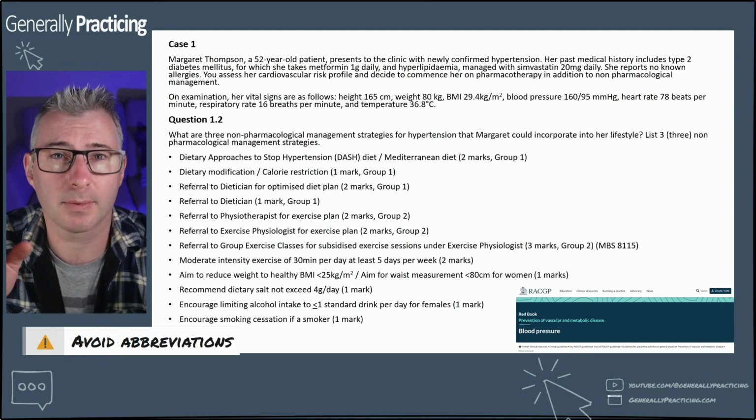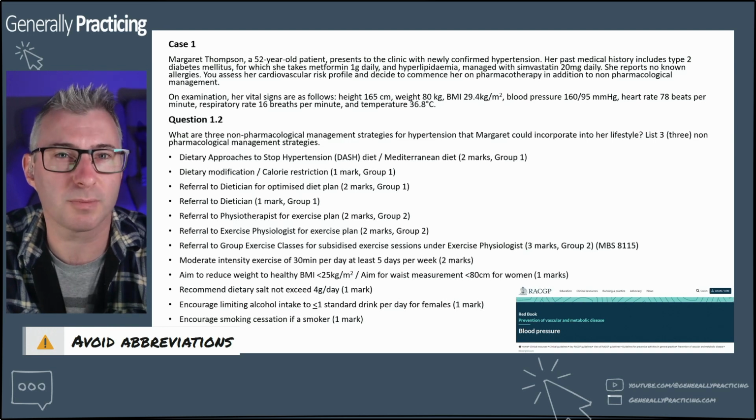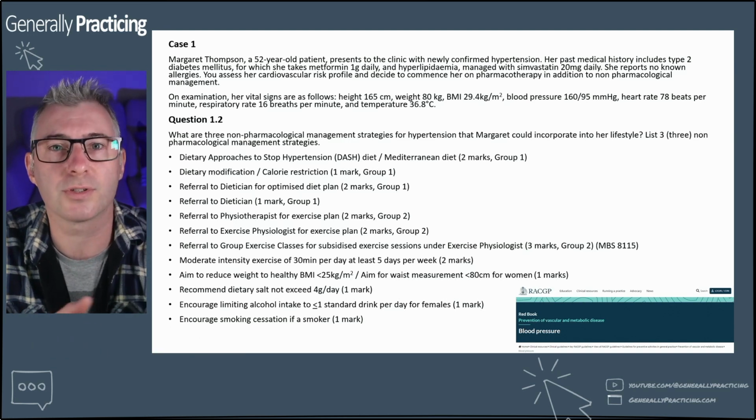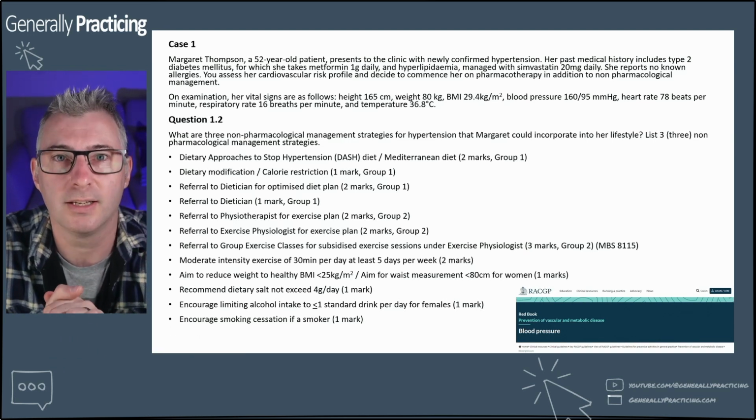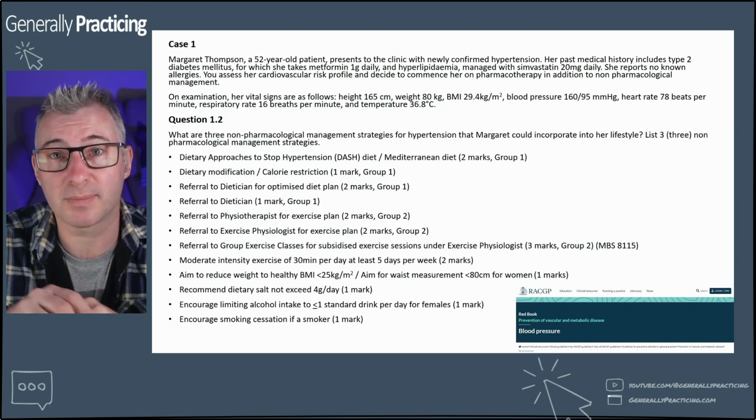So I think it's one of those ones you probably could say DASH diet and get away with it, but if we want to be specific, we should be saying dietary approaches to stop hypertension diet. Thankfully, the name kind of explains what it does. They would also accept the Mediterranean diet.